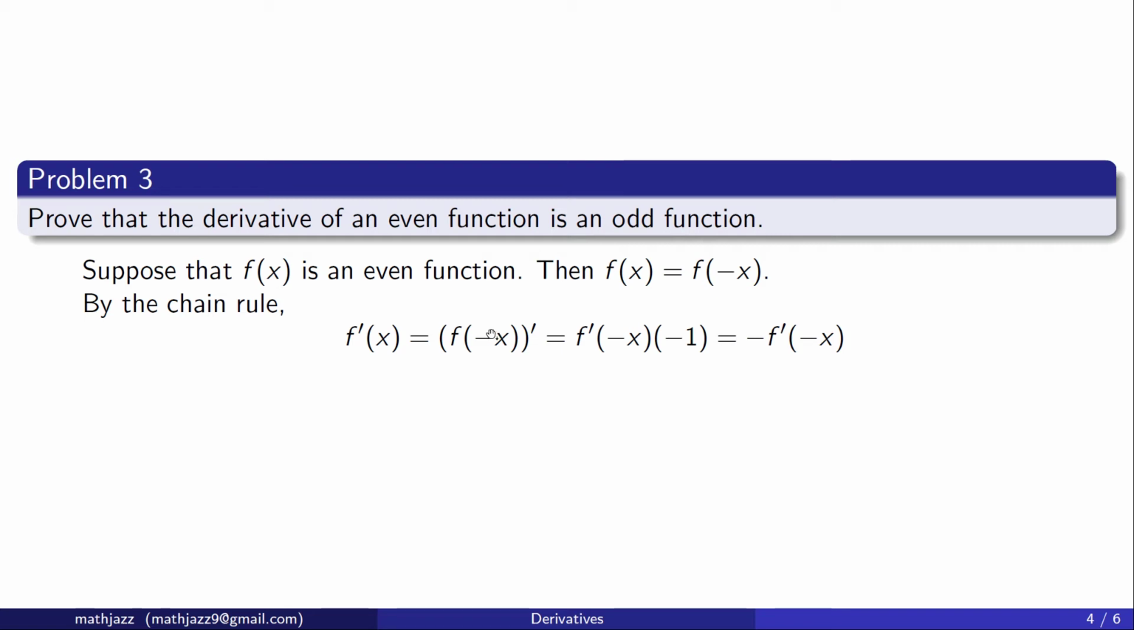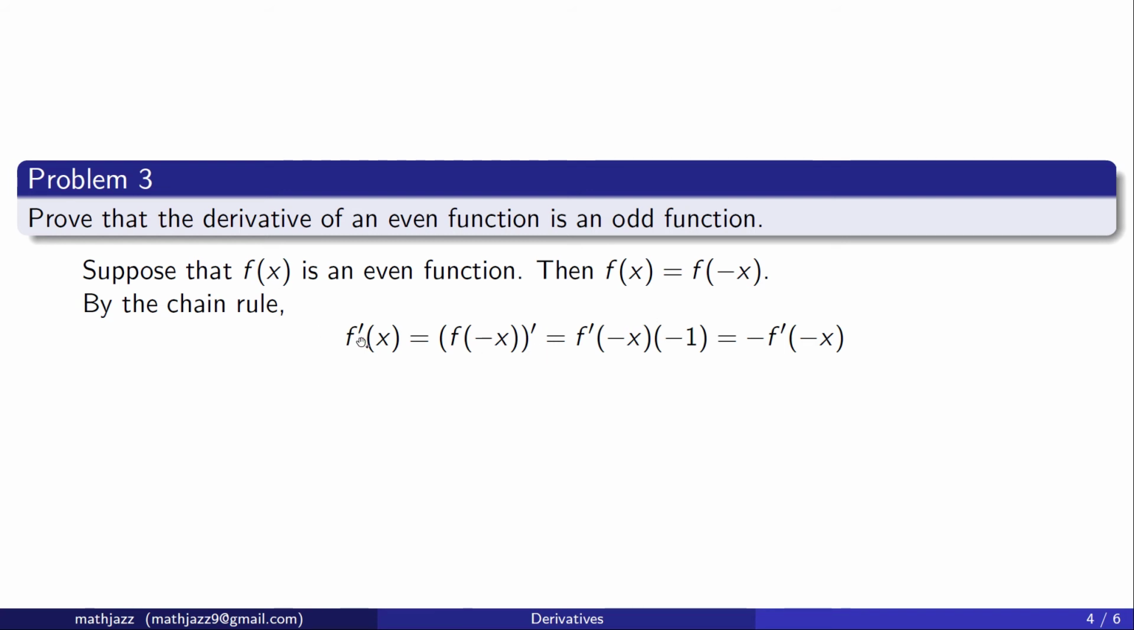By the chain rule, this derivative is equal to the derivative of the outside function, which is going to be f prime, because our function here is f. We plug the inside function inside of it, so we get f prime of negative x, but then we have to multiply by the derivative of our inside function, and the derivative of negative x is negative 1. So we get f prime of x equals f prime of negative x times negative 1. And we clean that up a bit to get f prime of x equals negative f prime of negative x, which is the definition of being odd.